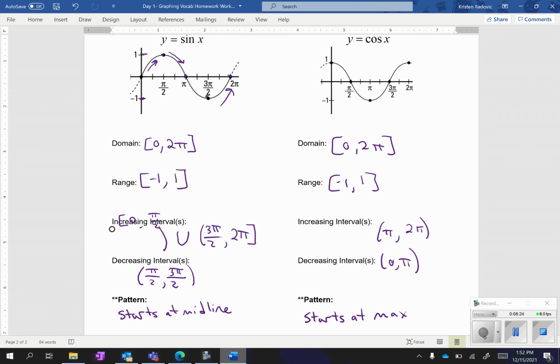Personally, to me, if you look at these two graphs, and if you turn your head sideways, cosine looks like a weird C, and sine looks like a backwards S. That's the best I got. Otherwise, remember, sine starts at the midline, cosine starts at the max.